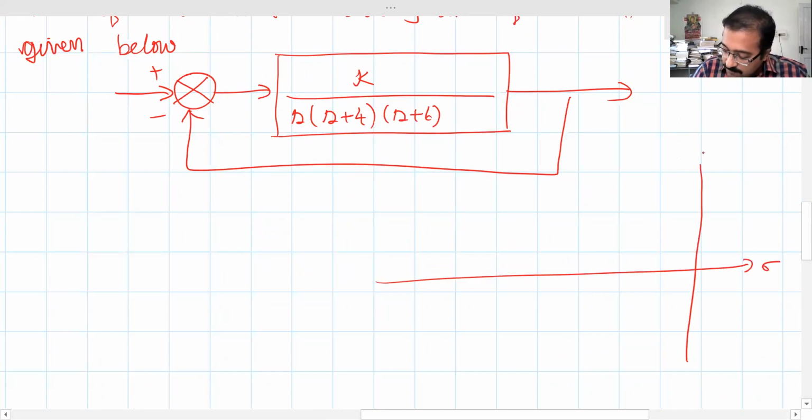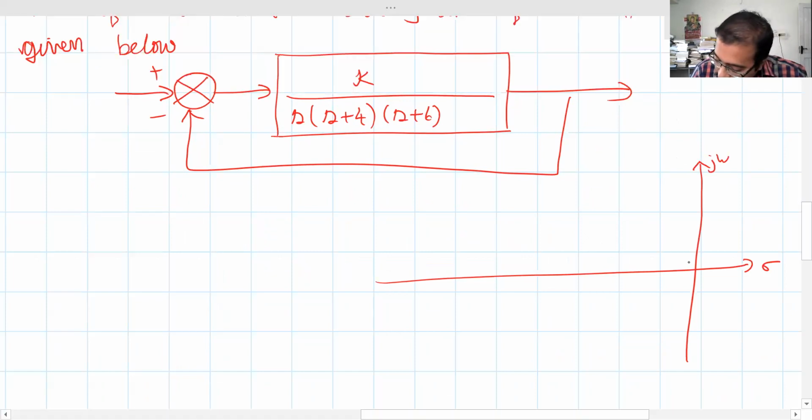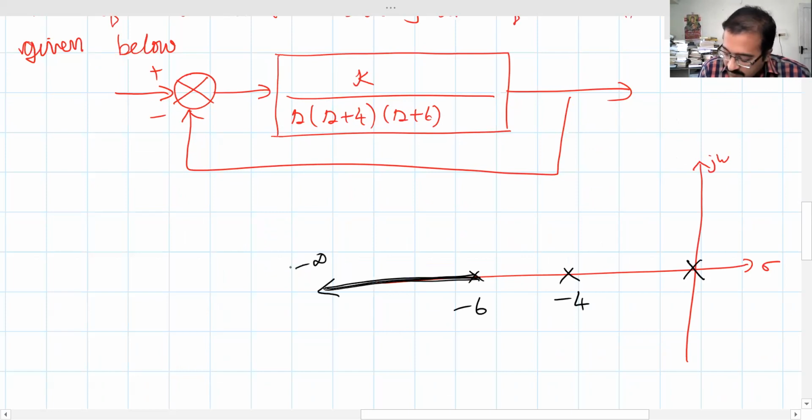So on the sigma j omega plane, we have a pole at 0, one at minus 4, and one at minus 6. Okay, we know what the root locus shape will be. There will be one branch tending to minus infinity, and one will start from here, one from here. That means there will be a breakaway point, and the root locus will be something like this. So what's the next step?